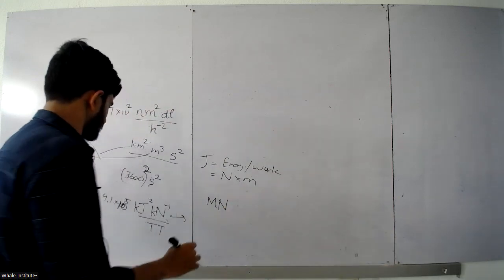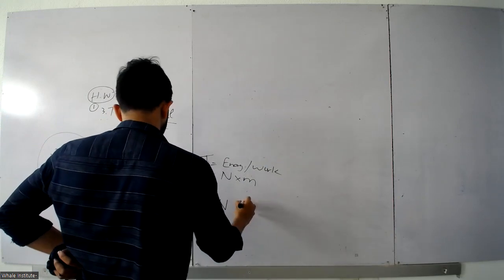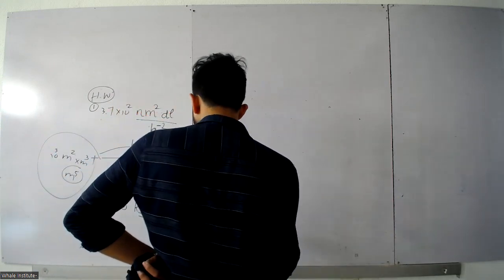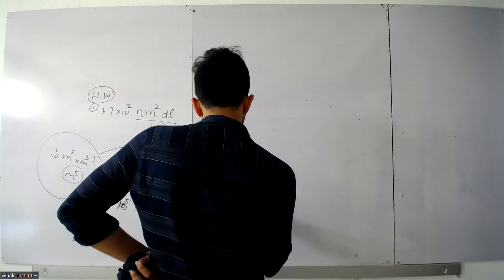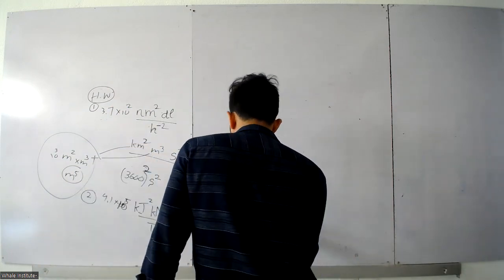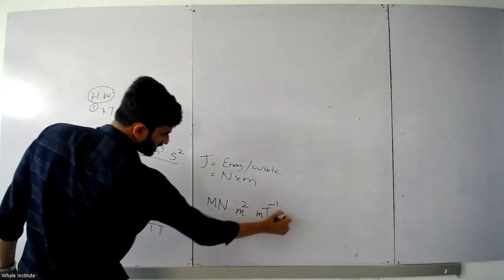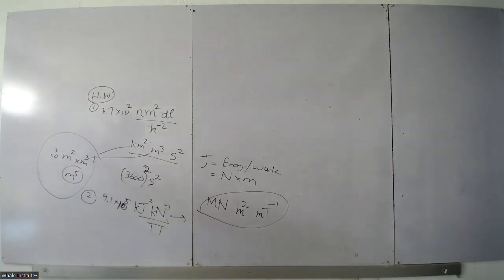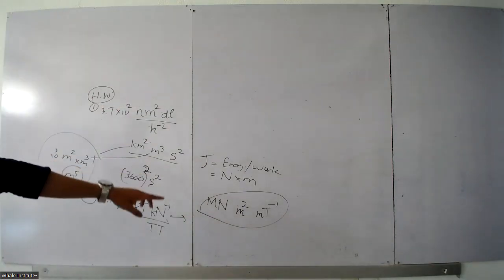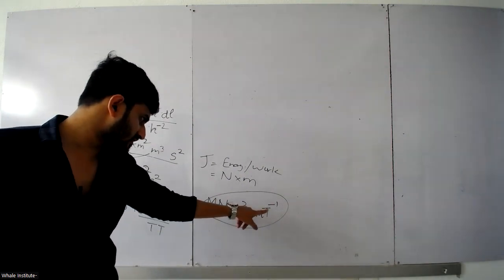Meters equal to square meters. Square meters and per minute Tesla. For this second homework, 5 minutes are mega newton square meters and per milli Tesla.